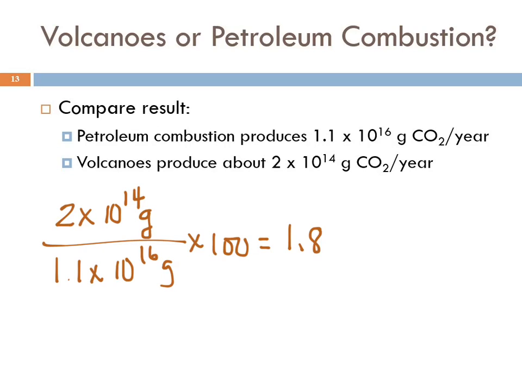I'm getting 1.8%. With sig figs, that's 2%. So the volcano production is 2% of the petroleum production of carbon dioxide. So this increase in carbon dioxide levels, is it due to a natural source or due to humans? Probably due to humans, right? Because we're producing a lot more carbon dioxide than the volcanoes are. Any questions?